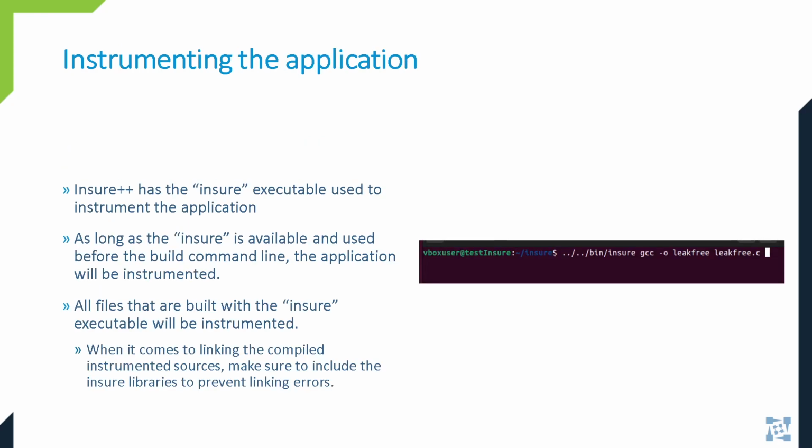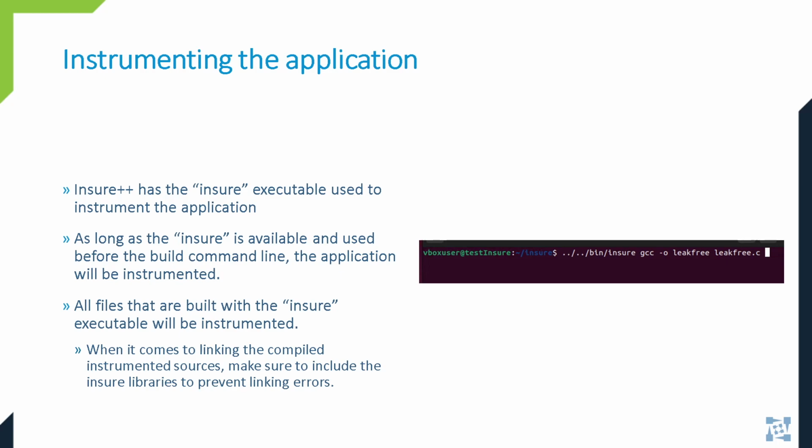Once it's installed, you'll be able to use the Insure executable to instrument the application. You'll have to run this executable in front of the compiler command. That way, when the compiler command occurs, it will instrument all the files in that compile line. This is how you choose which files to instrument. As long as the Insure executable is in front of that compile line, it will instrument that file.